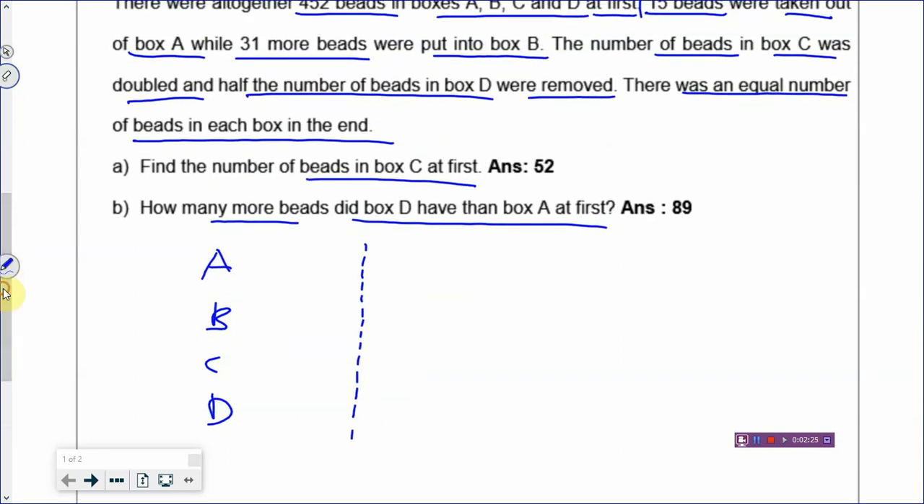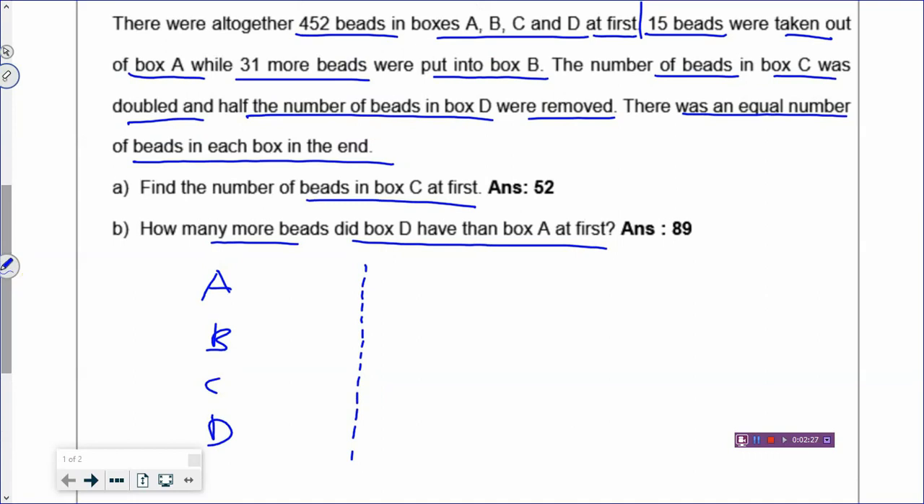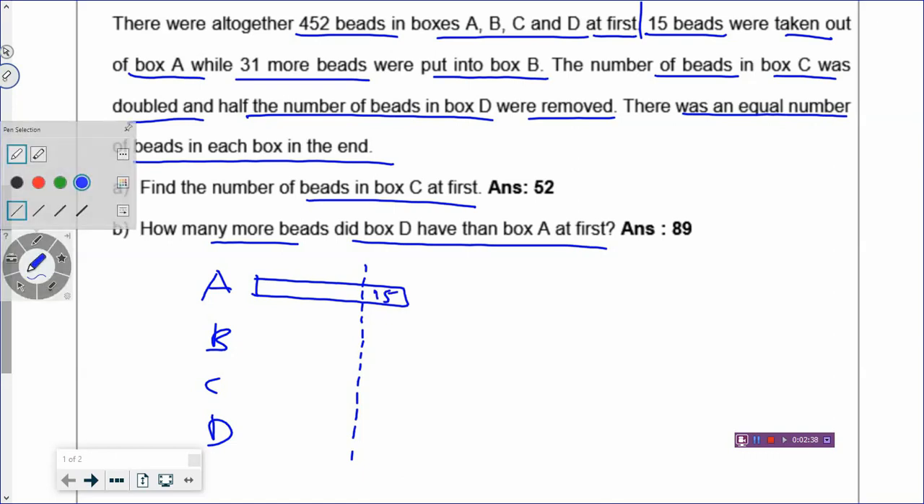Let's draw the dotted line, and now let's continue looking at the next sentence. Now 15 bits were taken out of box A. So I draw a little longer rectangle that crosses the line, and you're going to take out 15. Now you can see that the bits in box A are lesser now. So that is the red box, which shows how many bits in box A in the end.